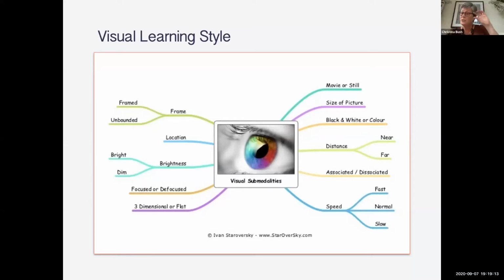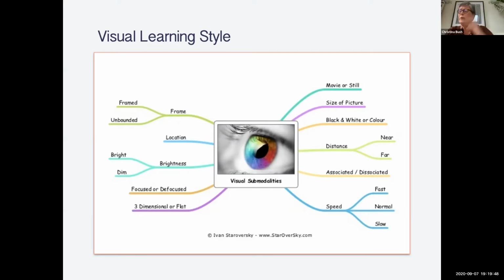Okay, so the movie is really important, and the size of the picture. Sometimes people have their images very far away from them or very close up to them. And there's something here about the size of the picture. If it's very small and they can hardly see themselves, they'll say, well, it's actually quite a small picture. You say, well, could you make it a bit bigger? And often what we find is that when we change the size of something, it can help us to really associate into it more effectively.